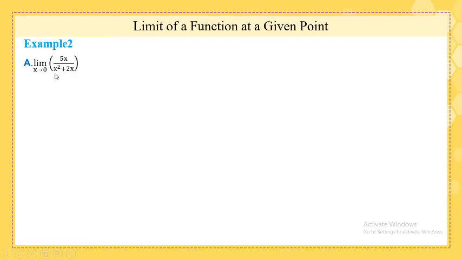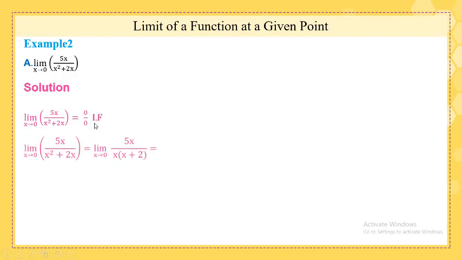Examples. We need to find the limit of 5x over x squared plus 2x as x tends to 0. If we directly substitute x by 0, we'll get 0 over 0, that is an indeterminate form. So here we use factorization. We take x as a common factor in the denominator, we simplify by x, and we'll get 5 over 2. Here we factorize, then simplify.